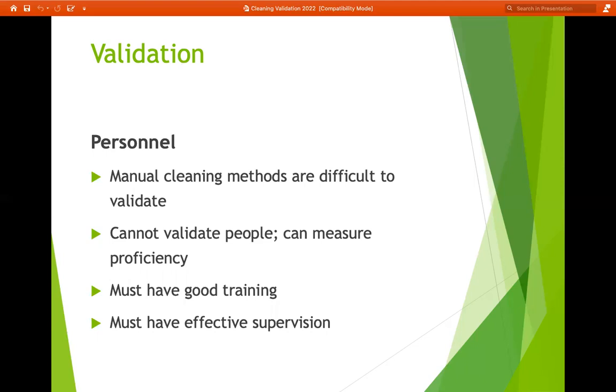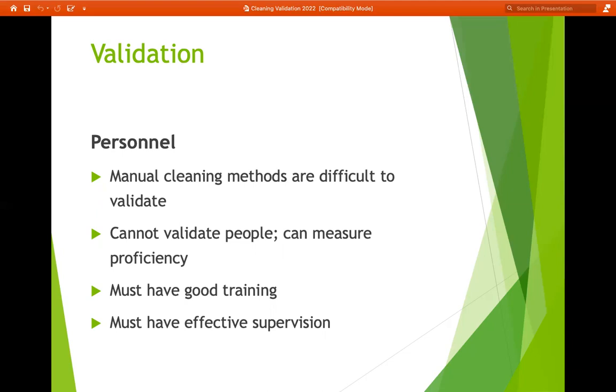Water quality every day may change. He may apply force on certain areas. He may apply pressure on certain areas for cleaning. He may casually clean any areas of the equipment. So manual cleaning methods validation is very difficult. Cannot validate people, can measure proficiency of the people. Many times we are saying that our people are validated. So you cannot validate any person because you can only measure proficiency based on your experience.